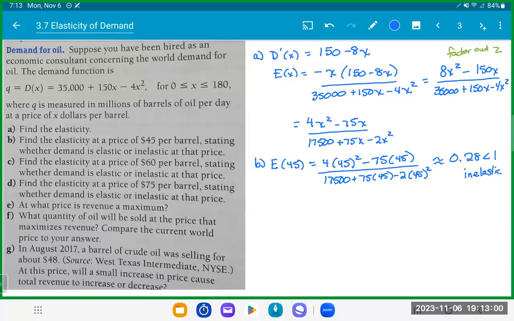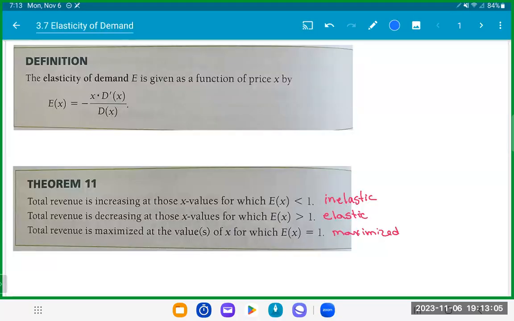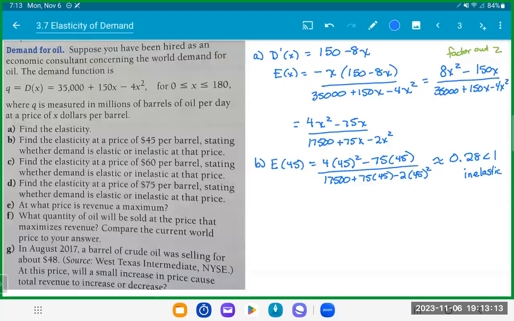So we are inelastic. Okay. And if you recall, when we are inelastic, that means the revenue is increasing. And so why companies would find this important information to know is because when you want to maximize your revenue, right? So that's where we want our numerator to equal our denominator. And that's where the companies will be maximizing their profits.